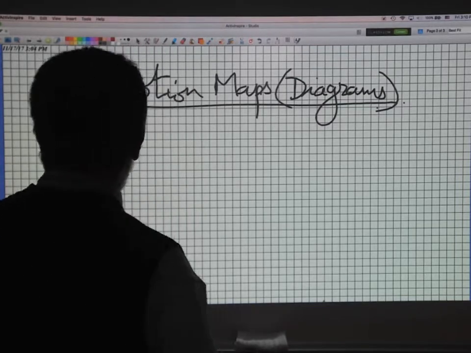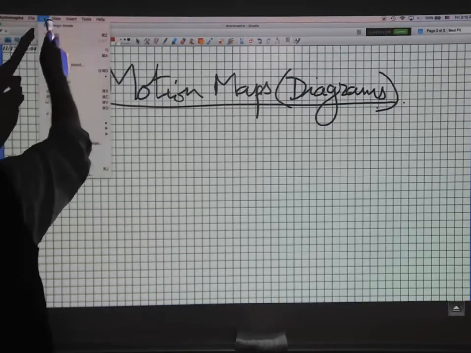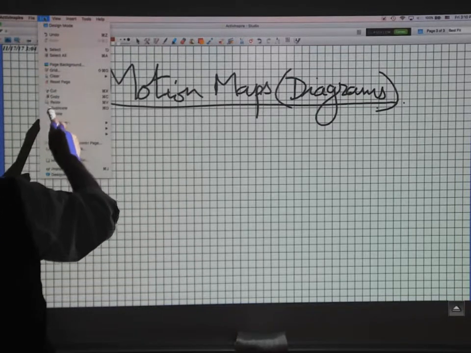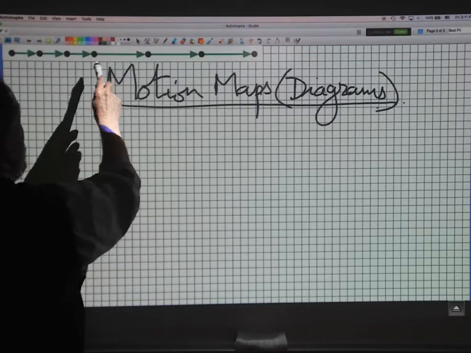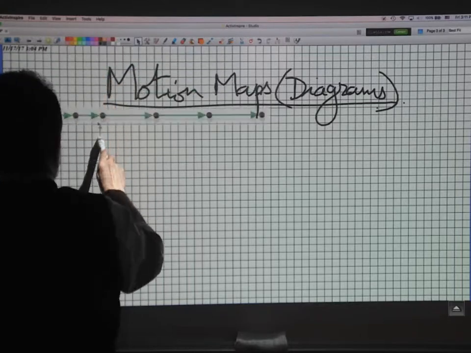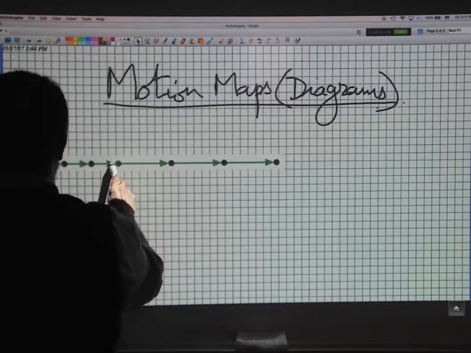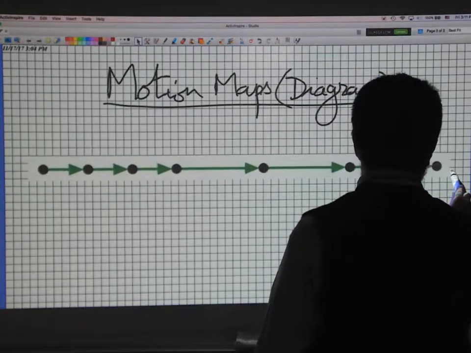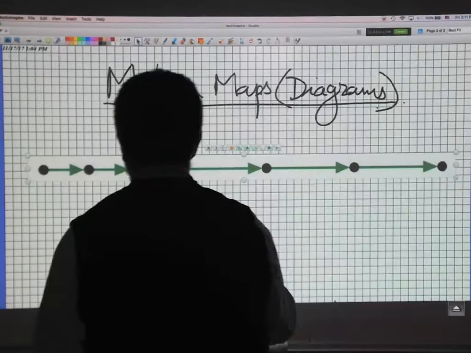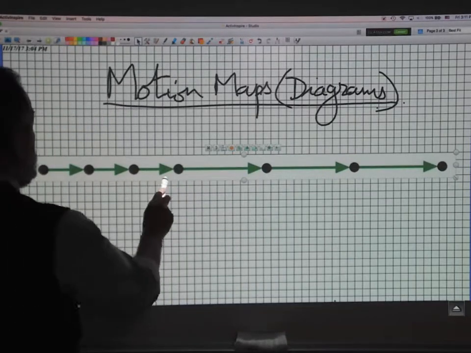So here's the deal. I already copied a motion map. I'm going to paste it in here, and I'm going to bring it down here, and I'm going to make it a little bit big so it would be easy for you to see and follow me all along. Okay, so here we go. I hope this is big enough and it can be seen well.